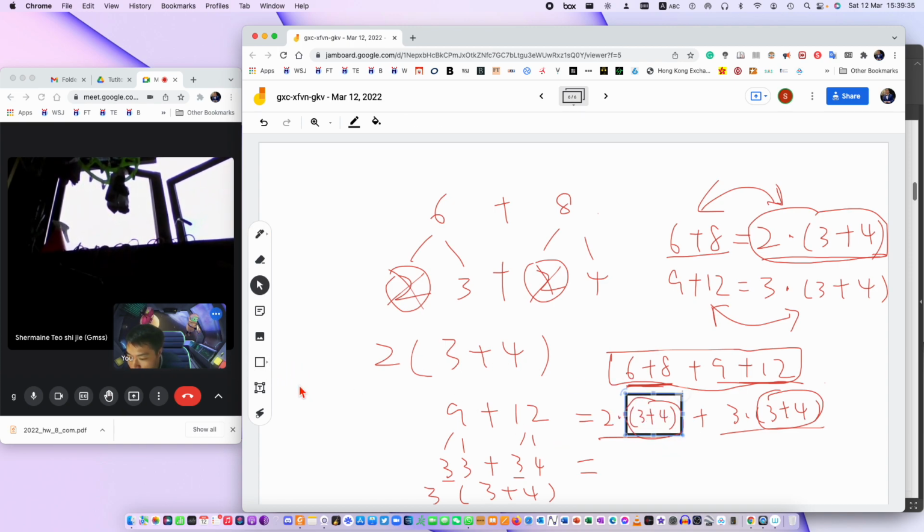3 plus 4. 3 plus 4. Can you see? Yeah. So if they are the same, what can you do? Take it out. But before you take it out, take it out first. Yeah, take it out with a bracket. Then you cross it out. That means to tell you, oh, I have taken it out.